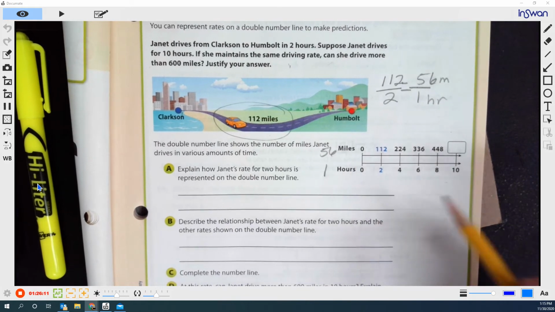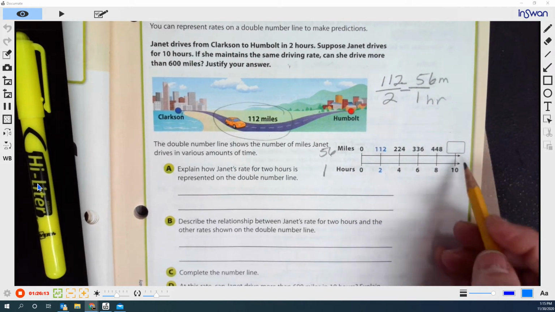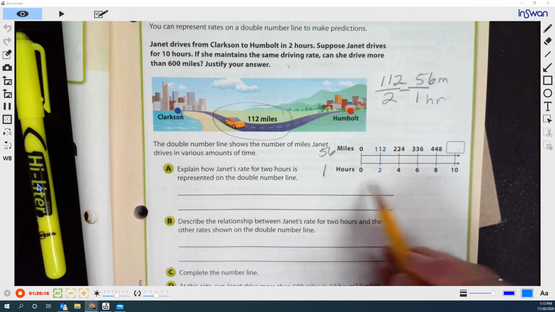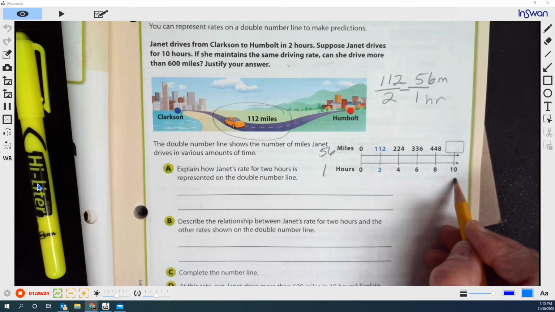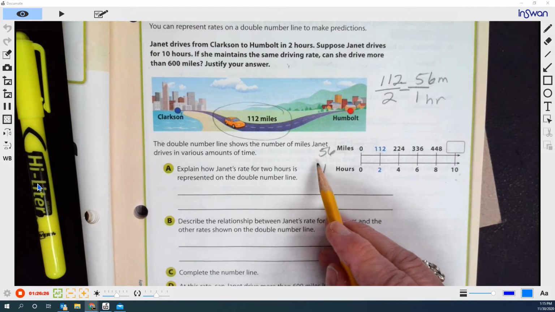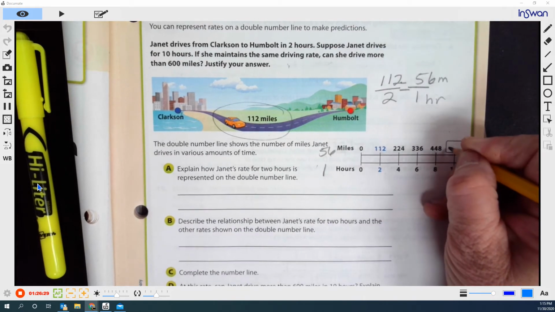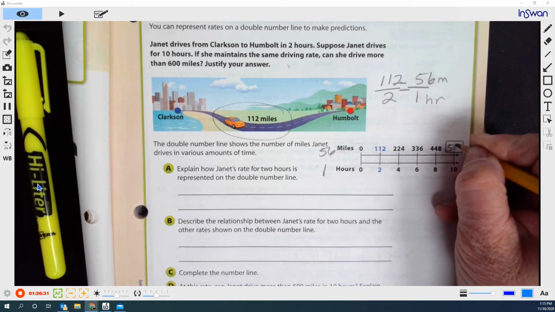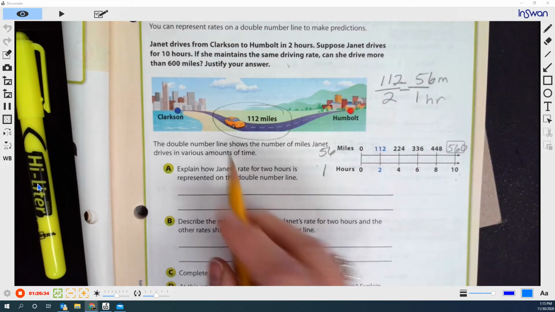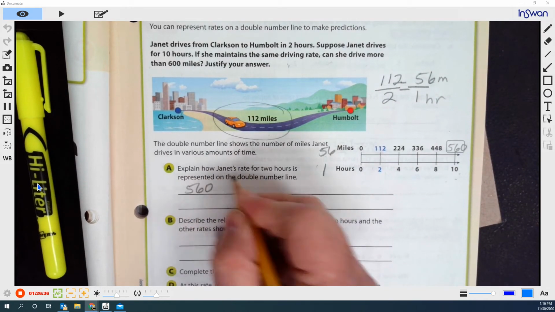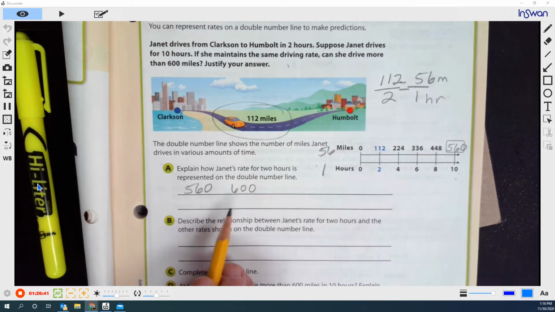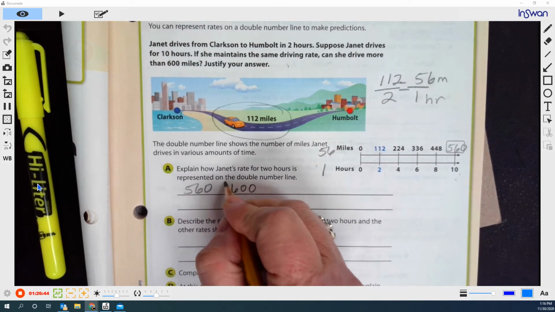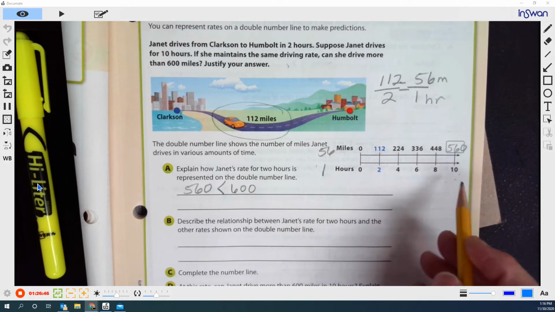Now, if 56 miles is in 1 hour, we could take that 56 miles and multiply it by the 10 hours and see if she can get the 600 miles. So 56 times 10 is 560, thanks to the 0. And if I'm comparing 560 to 600 miles, can she drive 600 miles in 10 hours? No, because 560 miles is as far as she can go.